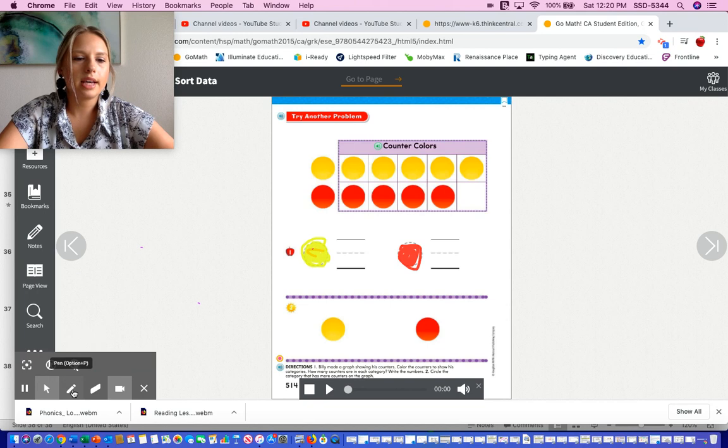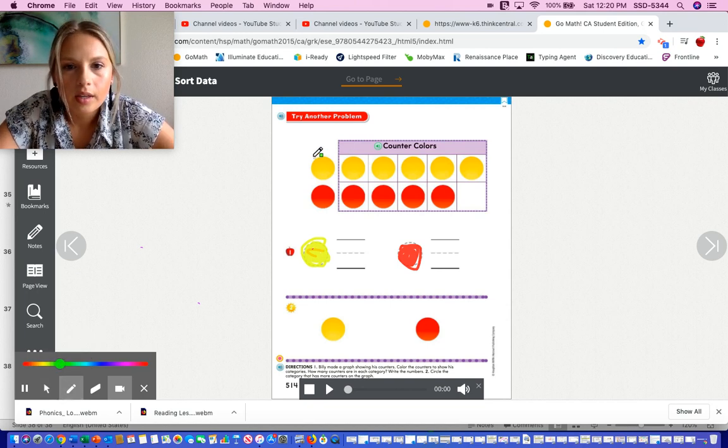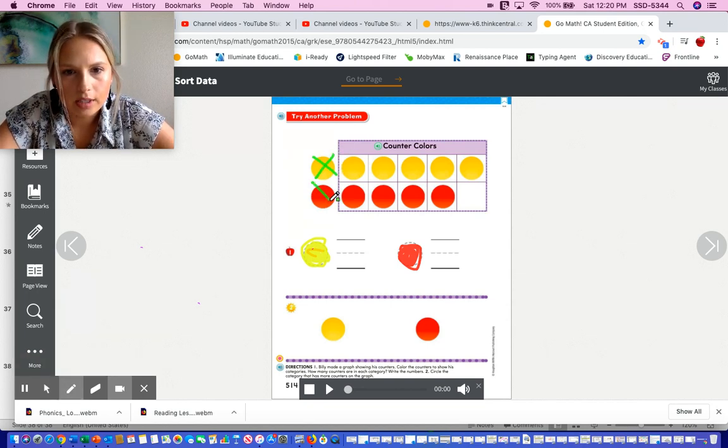All right, so let's count our yellow. Here we go. Remember, we don't count the outside ones, so I'm going to cross them off so I don't get confused. Let's count the yellow. 1, 2, 3, 4, 5. So next to the yellow, let's write 5.